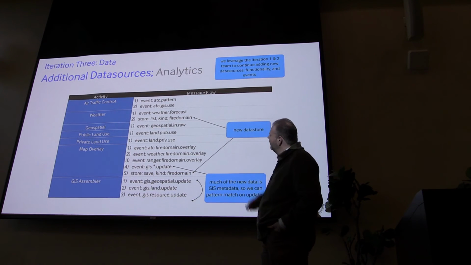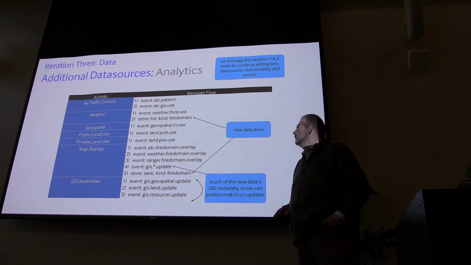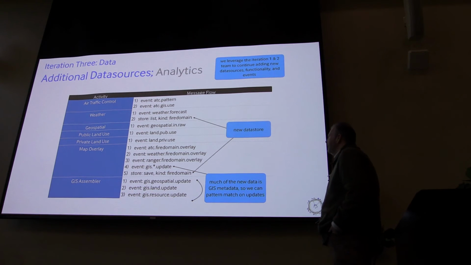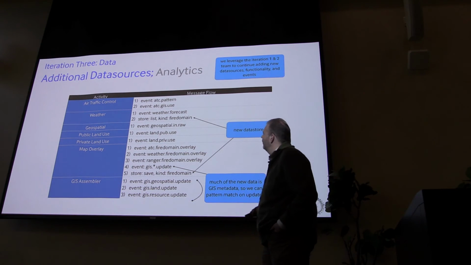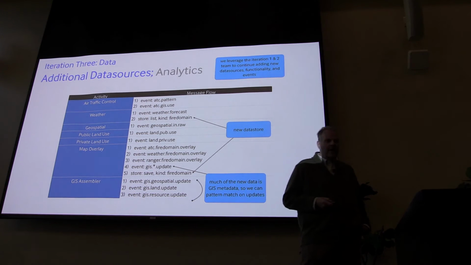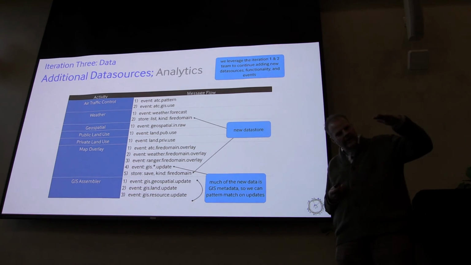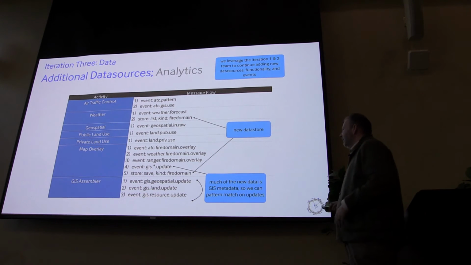So the old guy, he's going to be integrating some new stuff. We got air traffic control events. We've got weather events, geospatial, public and private land use. We're going to create this thing called map overlay because if you'll notice, almost all of this stuff here can be described as things that are happening on top of maps. In fact, if you go out there and look at GIS maps, you'll often see overlays from all these different types of things. That's the thing that's here.